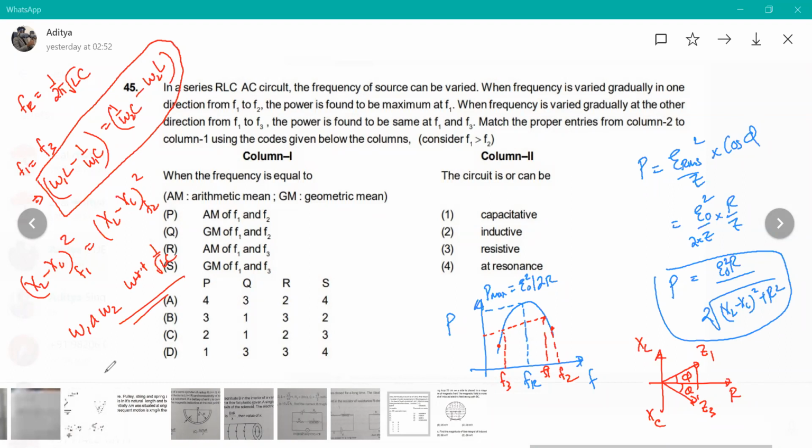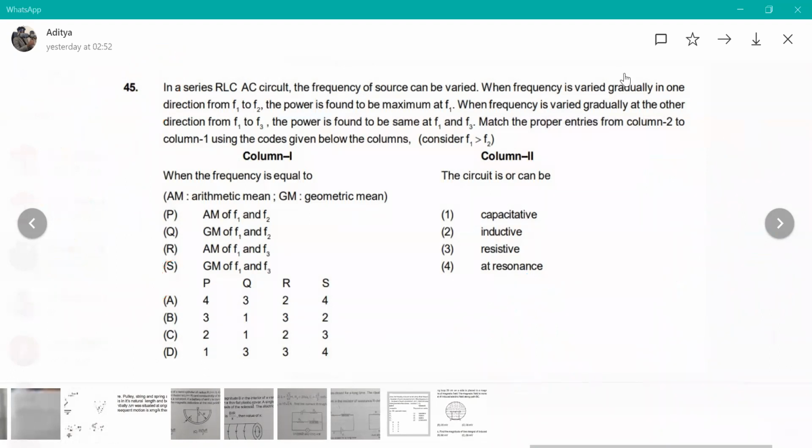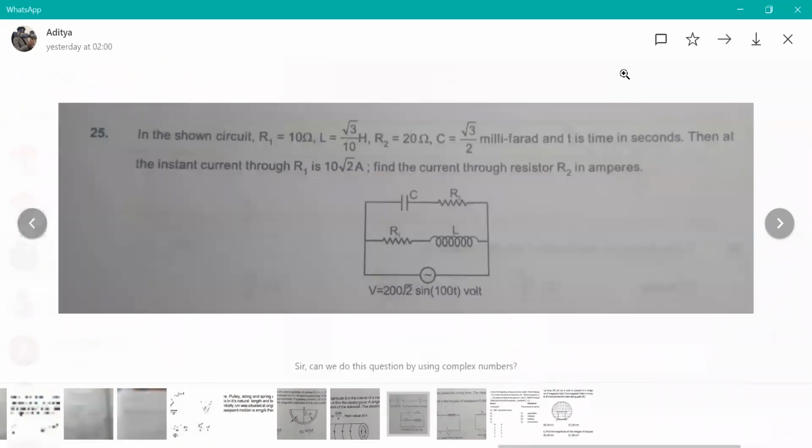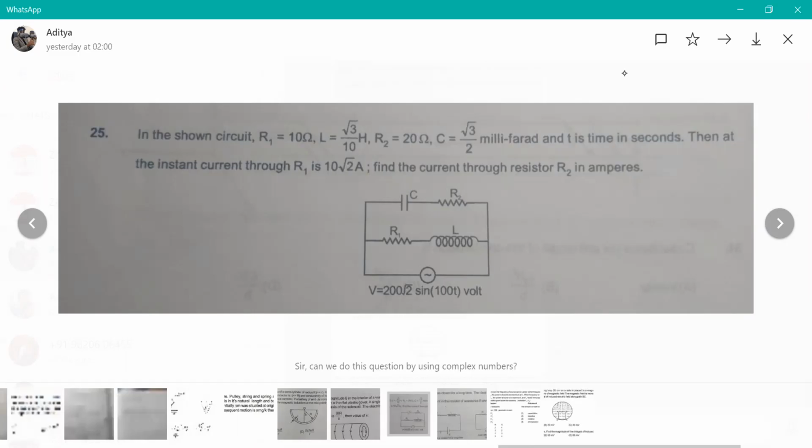So can you give this a try and work it out now, Aditya? Okay, next let's look at this question. Just go through it once.